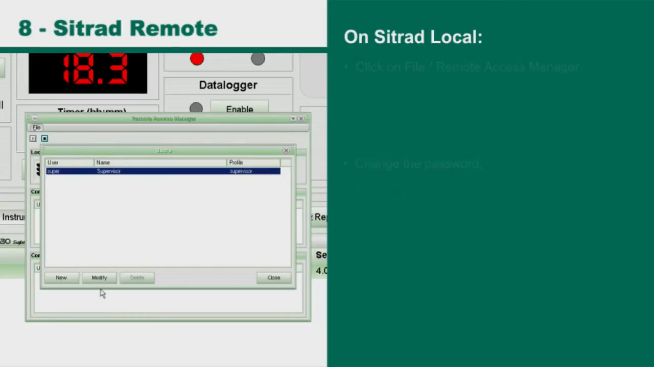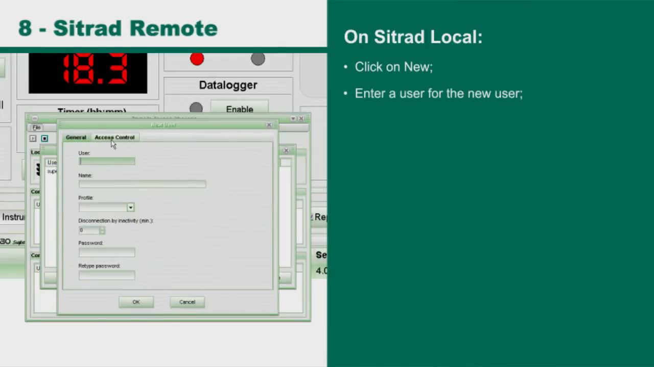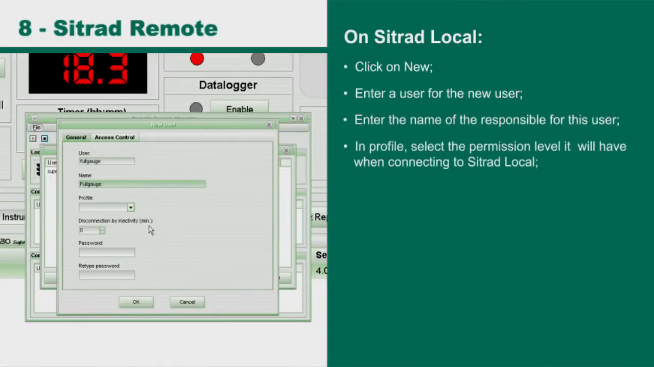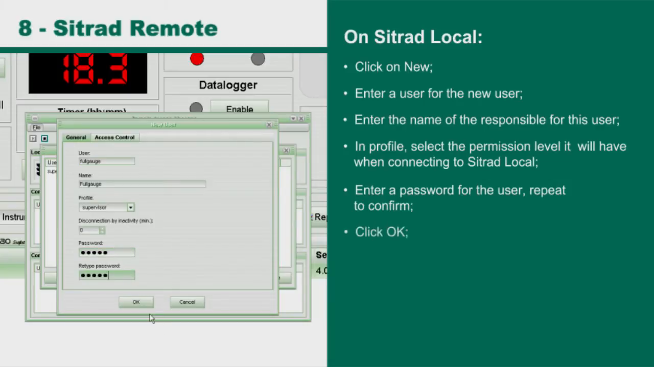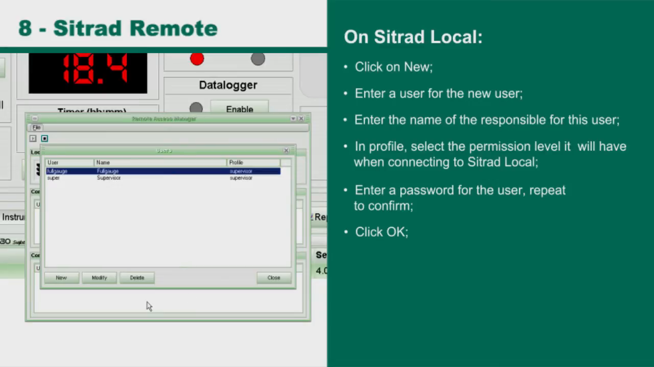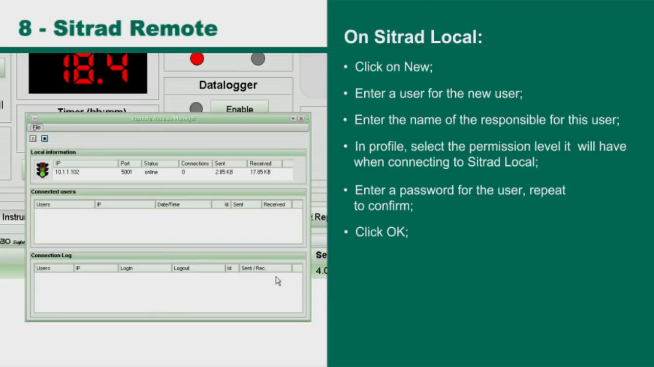Let's create a new user. In the lower part of this window, click on New. Enter a user for the new user. Enter the name for this user. In Profile, select the permission level it will have when connecting to Sitrad Local. See the descriptive table with the limitations applied to each one of the user's permission levels. Enter a password for this user, repeat to confirm, and click OK. We have just created a user to utilize in the Sitrad Remote and other modules.